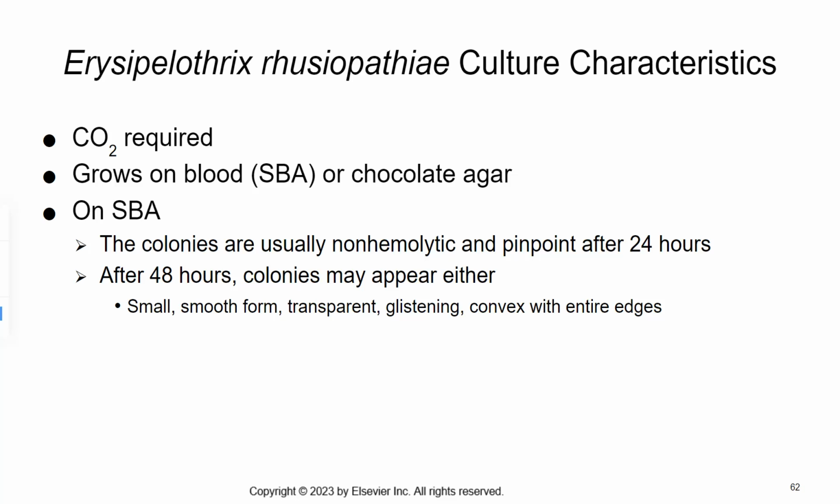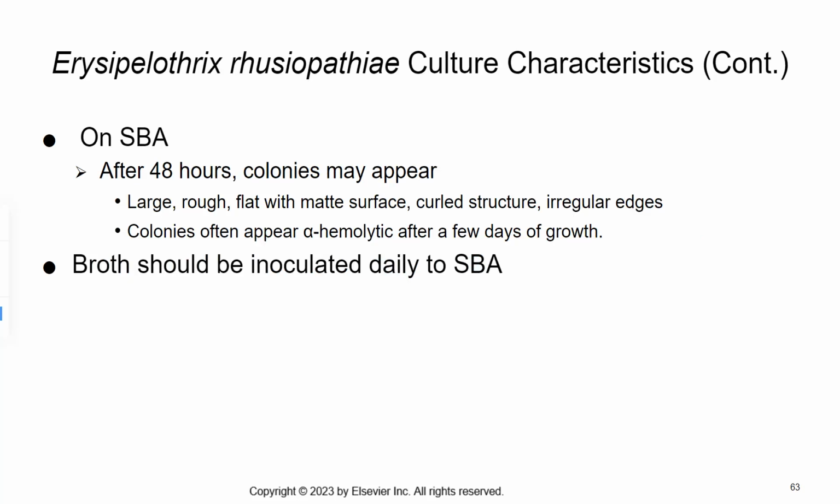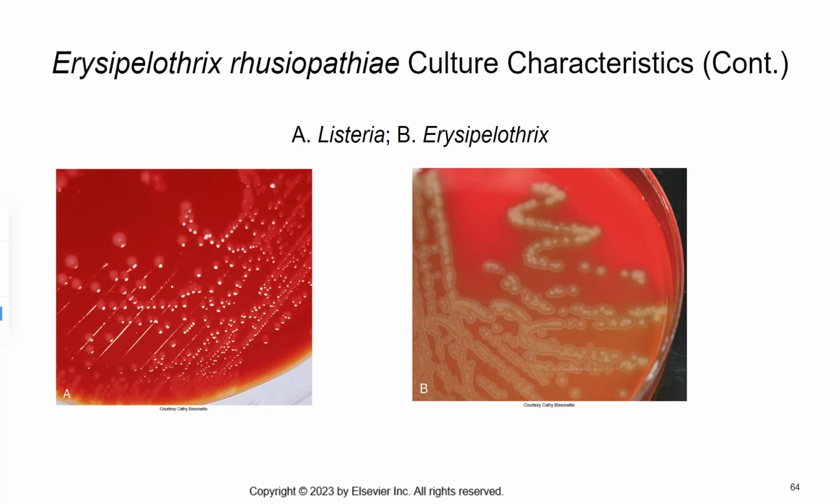Carbon dioxide is required. It grows on blood, SBA, or chocolate agar. On SBA, the colonies are usually non-hemolytic and pinpoint after 24 hours. On SBA, after 48 hours, colonies may appear large, rough, flat, with a matte surface, curled structure, and irregular edges. Colonies often appear as alpha hemolytic after a few days of growth. The broth should be inoculated daily to SBA. So here's the picture of Listeria and Erysipelothrix.